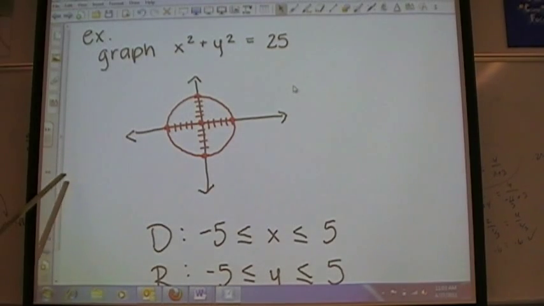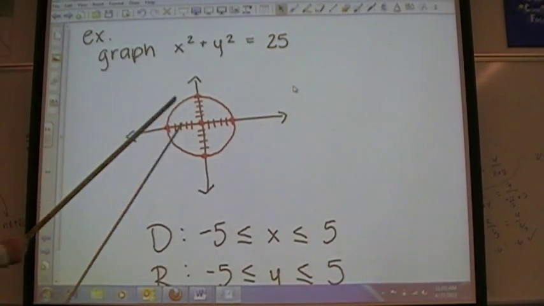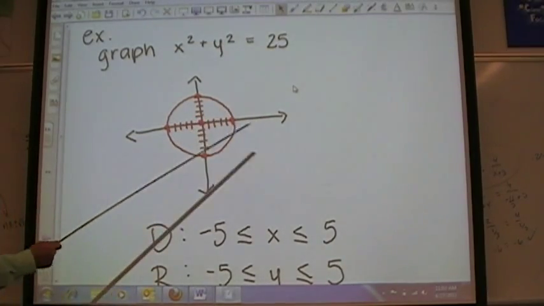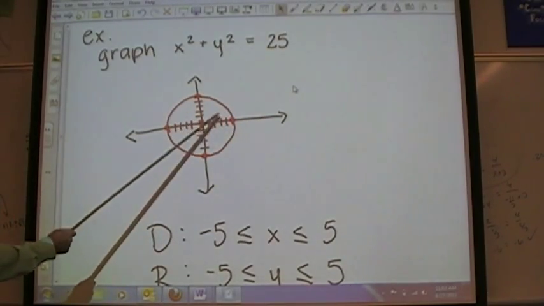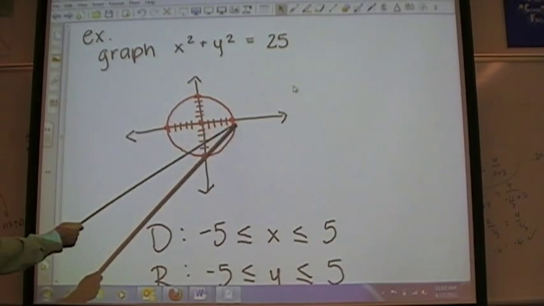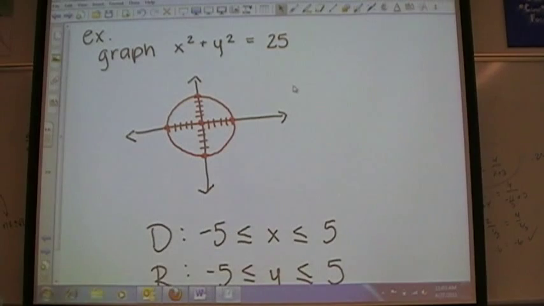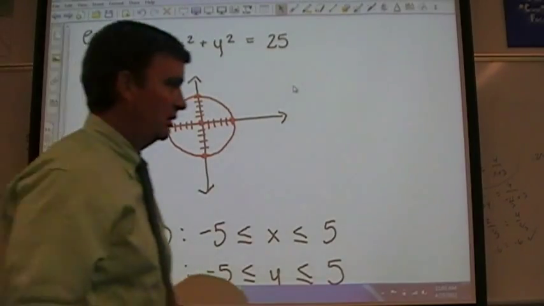What is the radius just by looking at it? 5. How did I get 5? Square root of 25 is 5. That's it. So just go 5 units from the center in all directions, right, up, left, down, and draw your circle. Okay? Then the next thing it asked for was the domain and range.